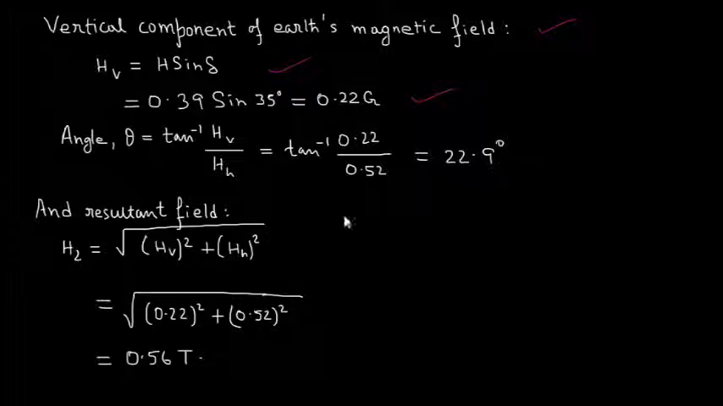Therefore, angle theta is equal to tan inverse H vertical upon H horizontal. Putting the values of H vertical and H horizontal, we get tan inverse 0.22 upon 0.52, which is equal to 22.9 degree. And resultant field H is equal to under root HV square plus HH square. Putting the value of HV and HH, we get under root 0.22 whole square plus 0.52 whole square. Upon solving, we get 0.56 Tesla. Let us move to the next question.